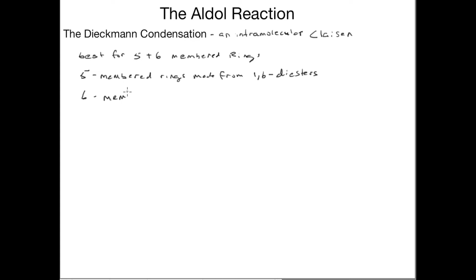So if you see a reaction, you want to count to see if you have either 1,6 or 1,7 diesters, and then you can see that you're going to do this in an intramolecular fashion, and this would be called the Dieckmann condensation if that is in fact what happens. So here's an example on how it works here.